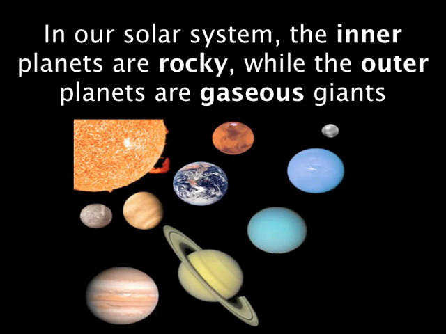In our solar system, the inner planets are rocky, while the outer planets are gaseous. There are 4 inner planets that are rocky, and there are 4 outer gaseous planets. So there's an equal number of inner planets and outer planets. Please pause to take notes.